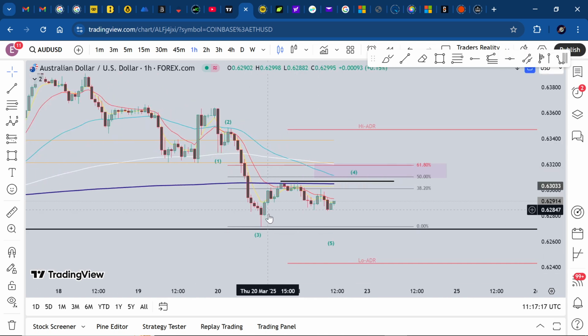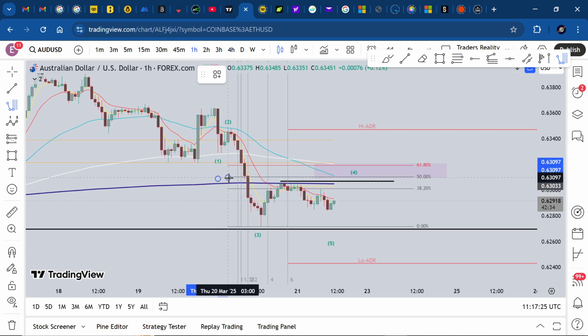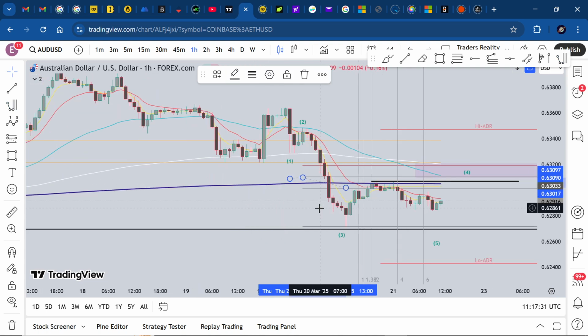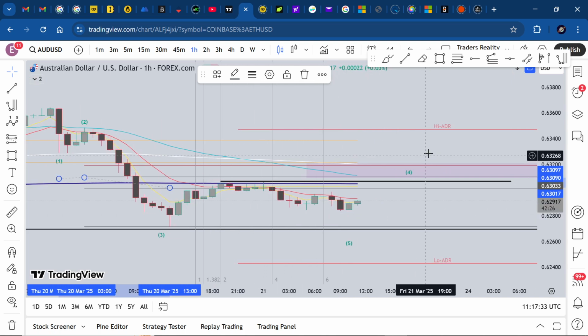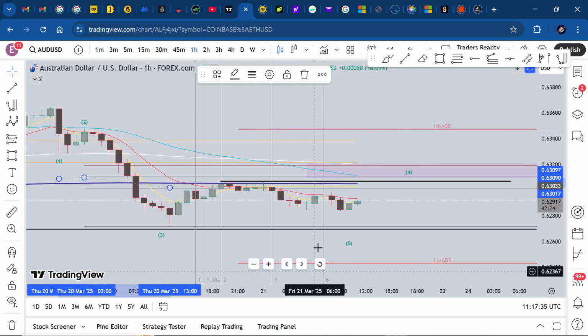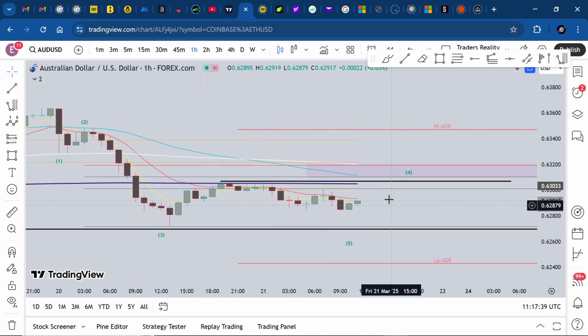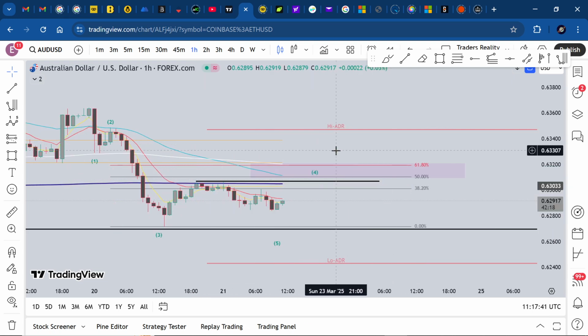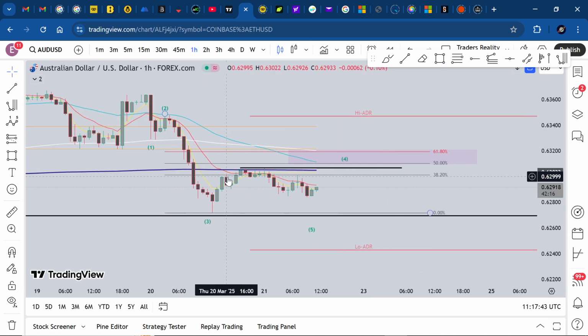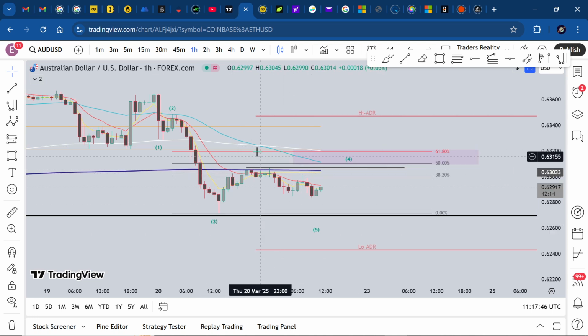Okay, so yeah. Let me just get the Fibonacci time on this. If that's the start of 2, and that's the end of it, ideally you'd want your 4 to be done by now because it's become 6 times the length of 2. But when you're dealing with these small time frames, you've got to sometimes give it a bit of slack. But maybe it's done. Maybe that 4th wave is done.